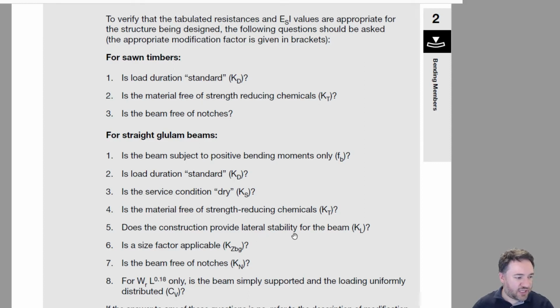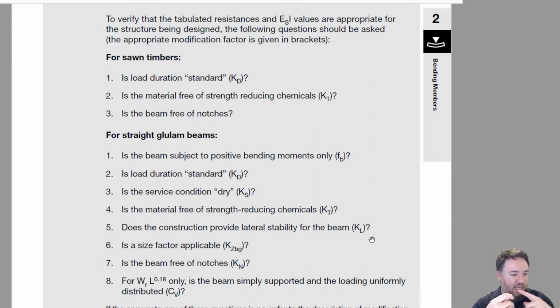Does construction provide lateral stability for the beam? KL. Okay, so this one is a question mark because we know that we have purlins that restrain the top of the beam every 2 meters. That was given in the question. So I have my beam, it's 7.5 meters long, and at a 2 meter spacing, there are some purlins on top that are going to restrain the lateral deflection and prevent lateral torsional buckling.